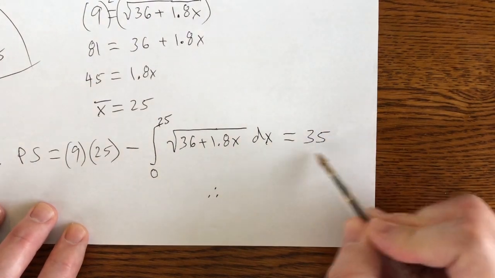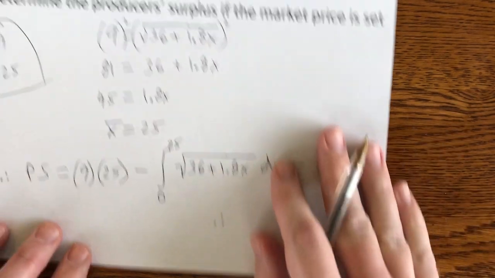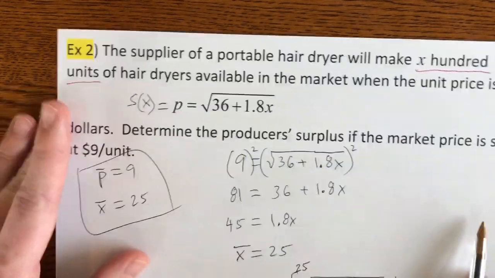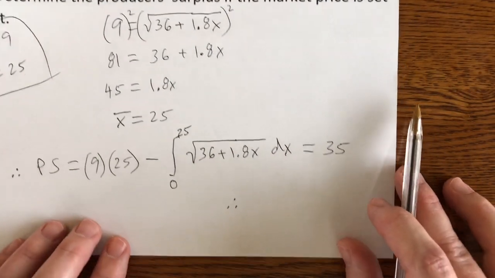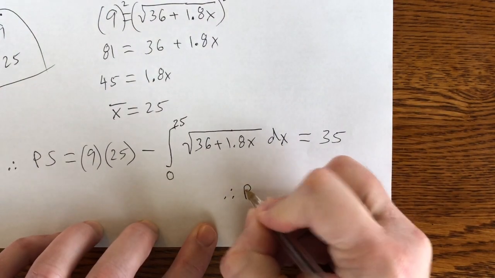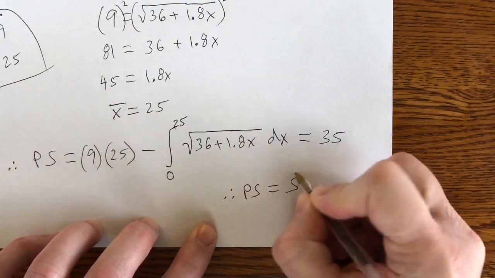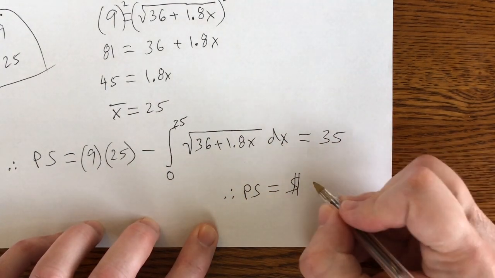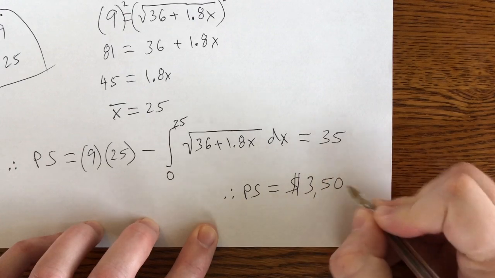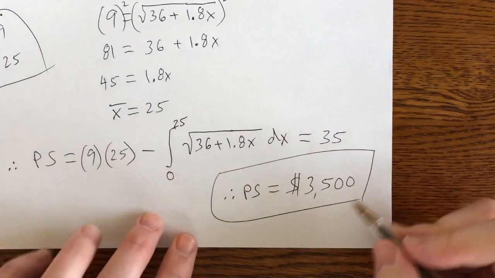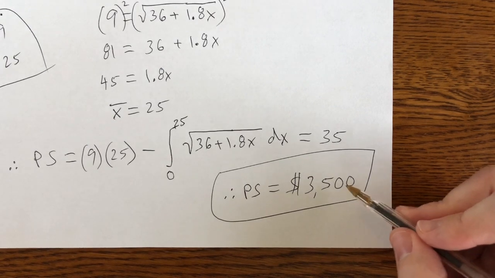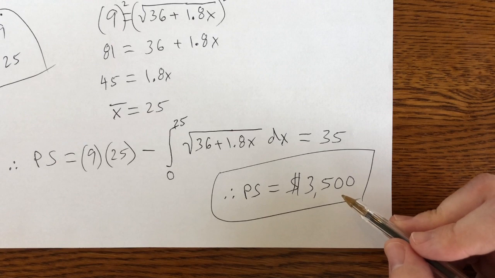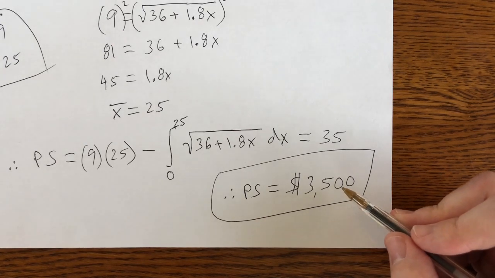All right, I've written 35 down on my paper, but I remember this: x is in terms of hundreds of units, which means our producer surplus is equal to what? Take this number, multiply it by 100, and you get $3,500. So what is this again? This is the difference between what the suppliers actually receive and what they would have been willing to receive.